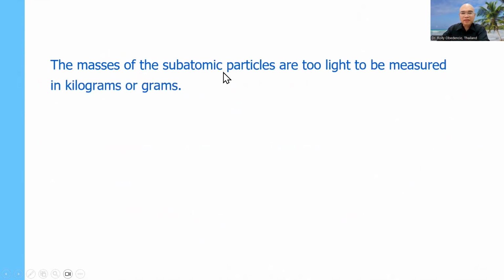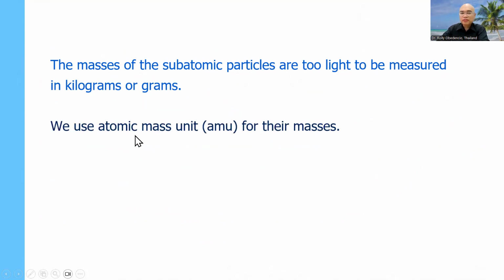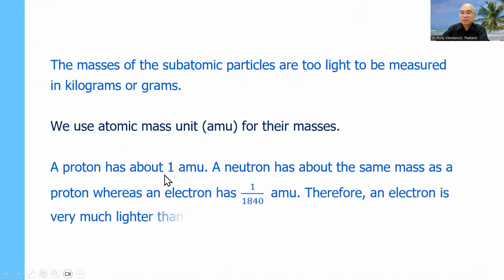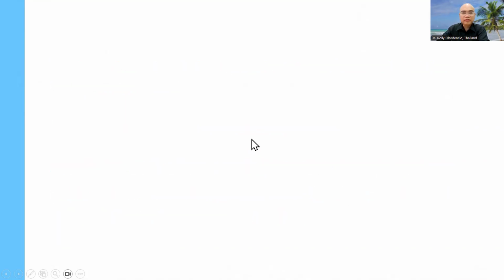The masses of subatomic particles are too light to be measured in kilograms or grams. We use the atomic mass unit, or AMU, for their masses. A proton has about 1 AMU, and a neutron has about the same mass as a proton, whereas an electron has 1 over 1840 AMU. Therefore, an electron is very much lighter than a proton or neutron.